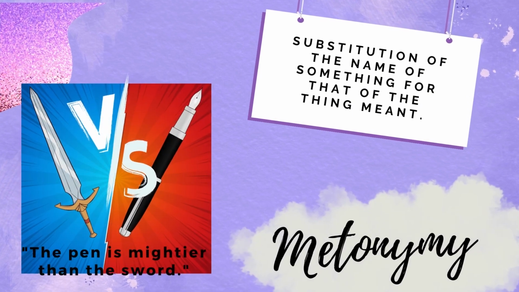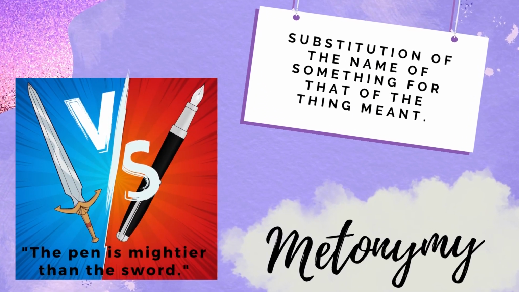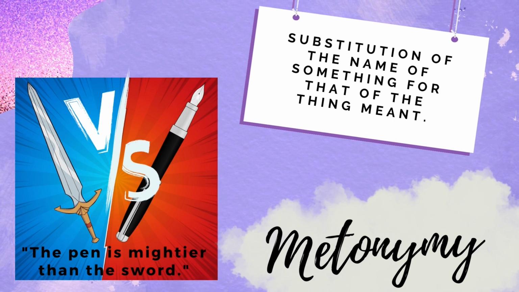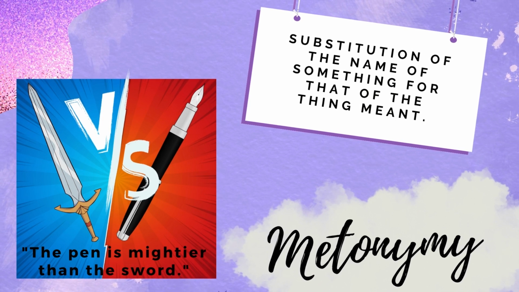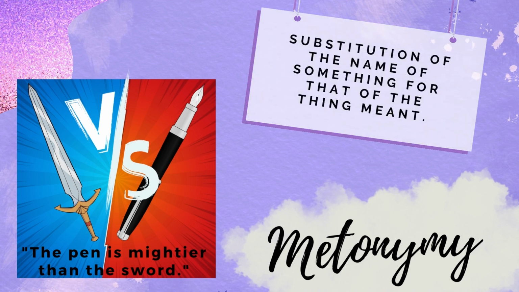Metonymy is a figure of speech in which a concept is referred to by the name of something closely associated with that thing or concept. When we say, "The pen is mightier than the sword," we mean that words can be powerful weapons.